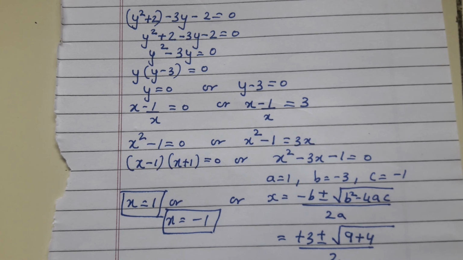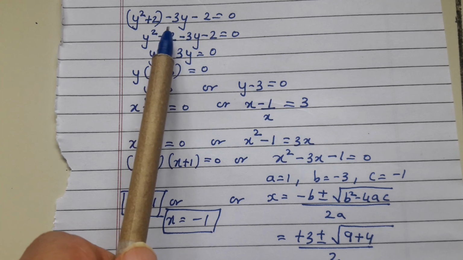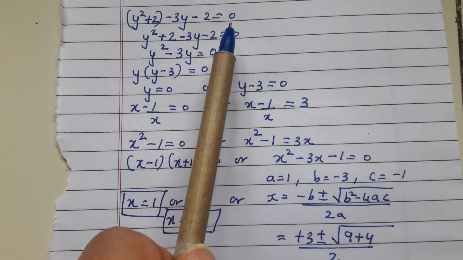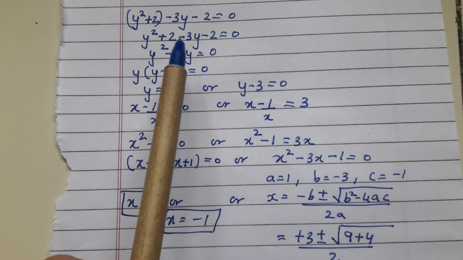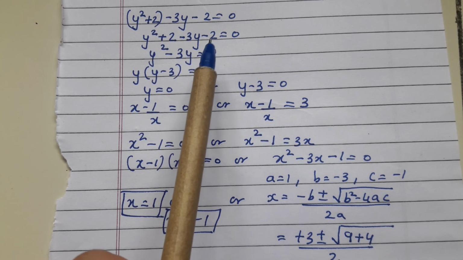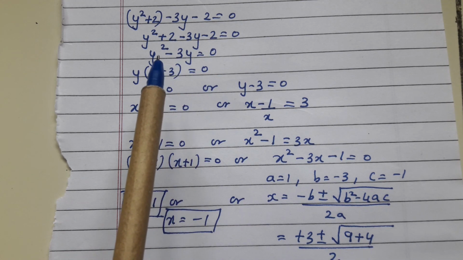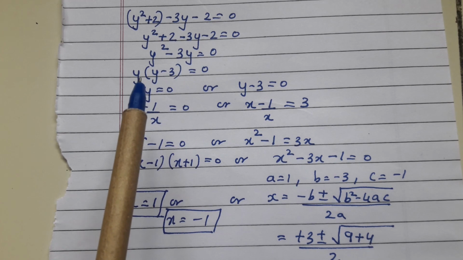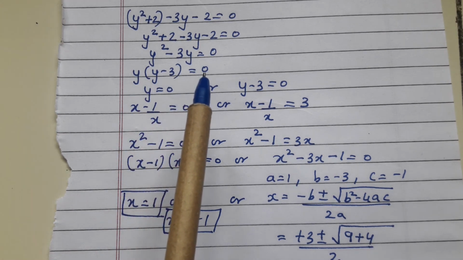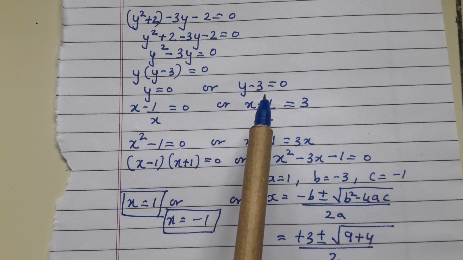Substitute the value in the above equation. We will get y square plus 2 minus 3y minus 2 is equals to 0. Open the bracket, y square plus 2 minus 3y minus 2 is equals to 0. Plus 2 minus 2, 0. So what is remaining? y square minus 3y is equals to 0. In this, y is common. So y into y minus 3 equals to 0. y equals to 0 or y minus 3 equals to 0.